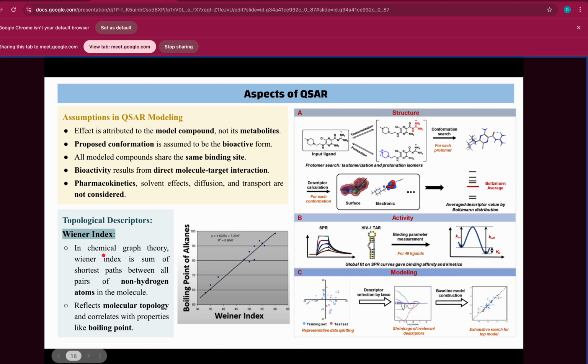So according to chemical graph theory, the Wiener index is the sum of the shortest paths between all pairs of non-hydrogen atoms. In this we try to find the shortest path. Shortest path means that if we start from one atom, how many steps do we need to take to reach another atom, which depends on whether my structure is branched, meaning different groups or different atoms are close to each other.